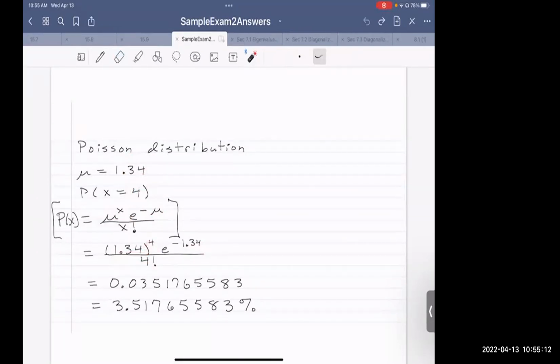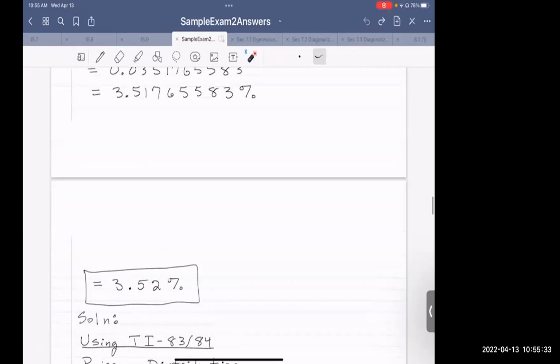And so I get 0.0351765583. Let's move my decimal 2 places to the right. So 3.5176553%. Round this to the nearest hundredth of a percent. So 3.52%.